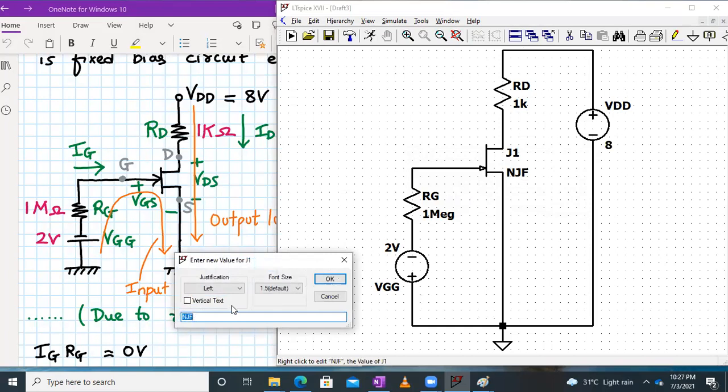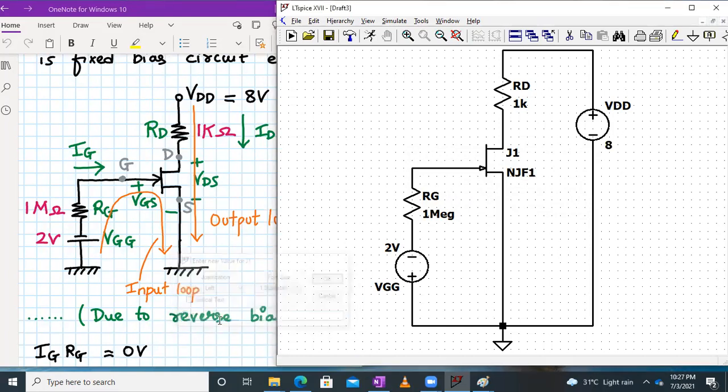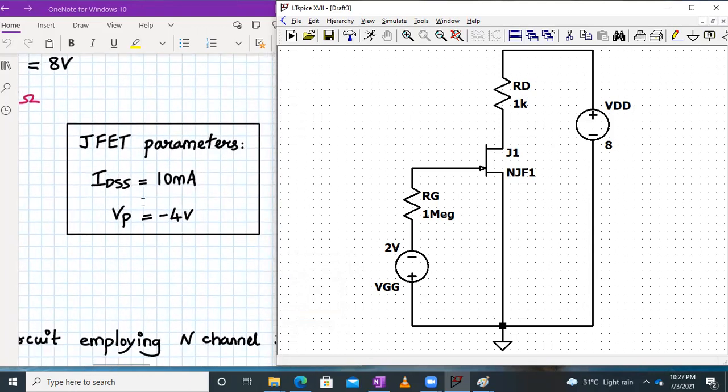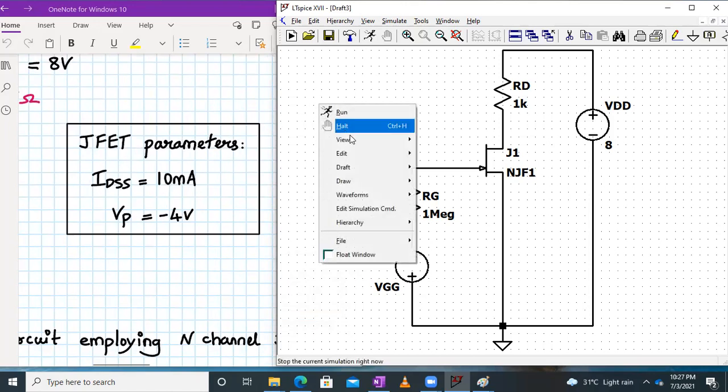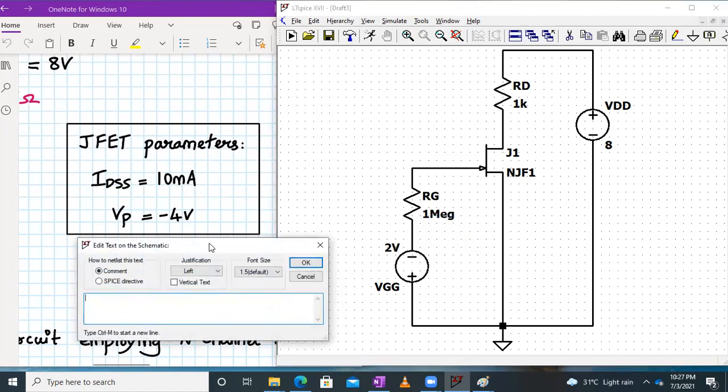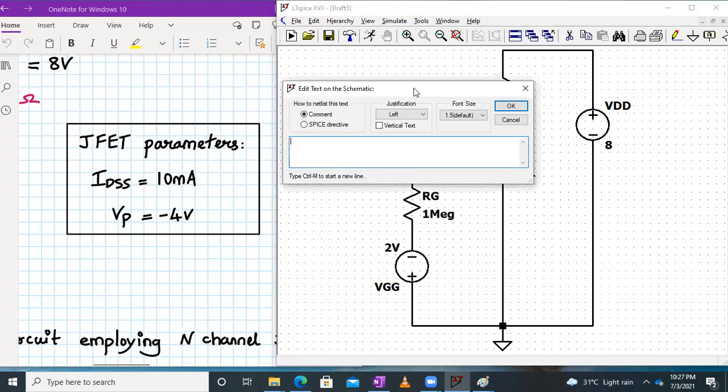Right now we can name this as NJF1. Okay, and we have to define the model parameters. Now JFET parameters are IDSS and VP, which are given as 10 milliampere and -4. Now in the .model statement, we cannot directly enter these values IDSS and VP. So what we will do is we'll right click. I'll add a comment. Okay, so what is that comment about?